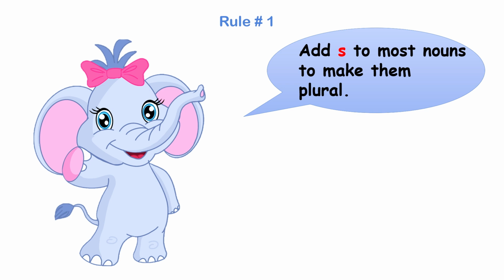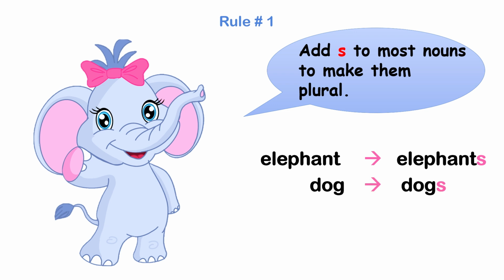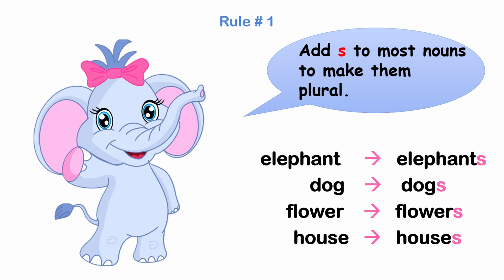The first rule is we add an S to most nouns to make them plural. Here are some examples. Elephant, elephants. We just add an S. Dog, dogs. Flower, flowers. House, houses. We just added an S to the end of the original word.